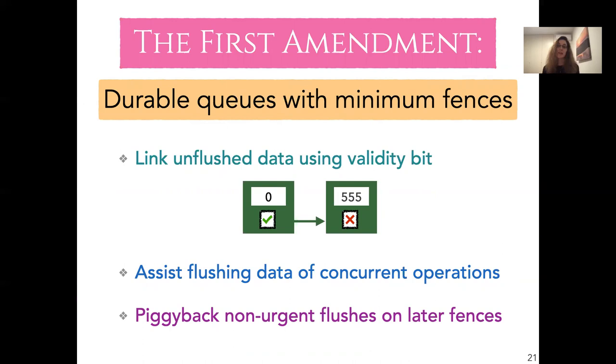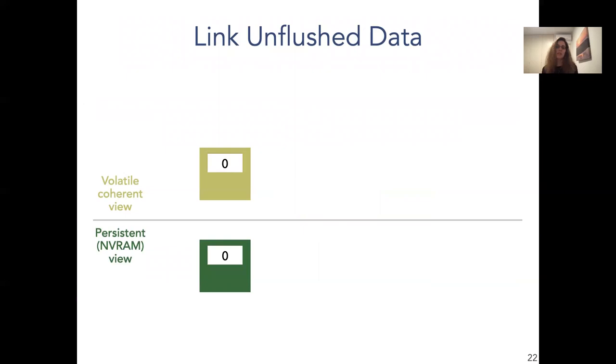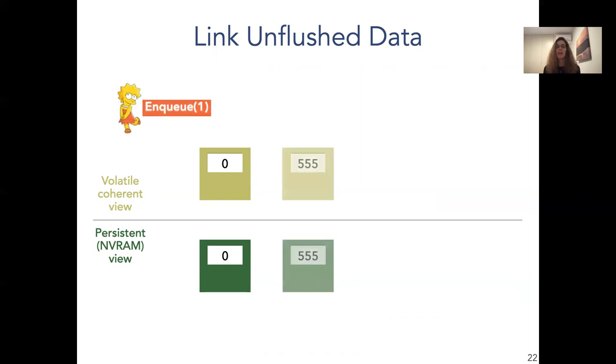First, I will describe how unflushed data may be linked. Assume this is the state of the queue in a certain moment when it contains one node. On the top, we see the volatile coherent view, which reflects the values in the combined view of the caches and the memory. And the bottom part shows only the values that reached the memory. When Lisa enqueues, she first allocates a node. She then initializes its data and links it to the queue.